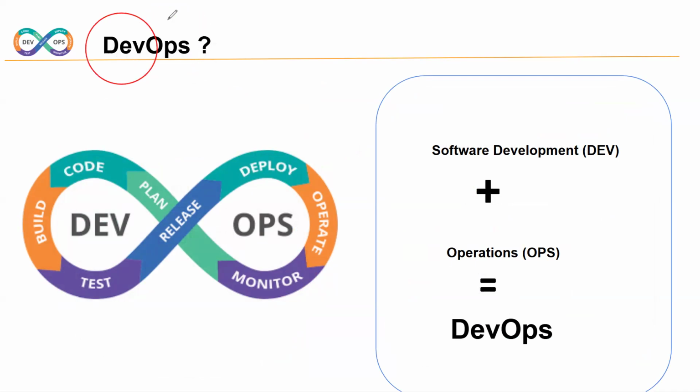What are we calling it? DevOps, please. As a DevOps engineer, our roles and responsibilities start from software development plus operations. What do we call that? DevOps. Clear, understood very clearly.